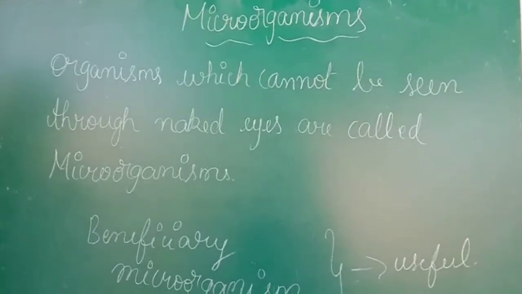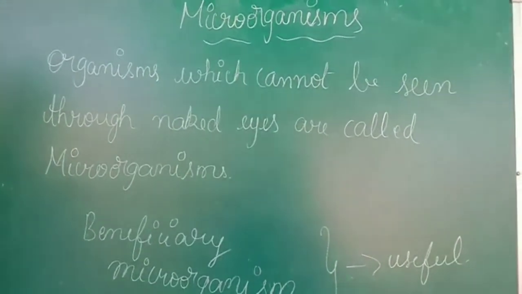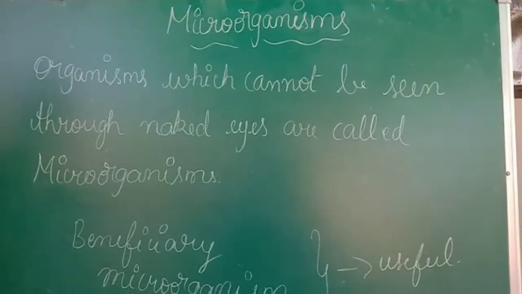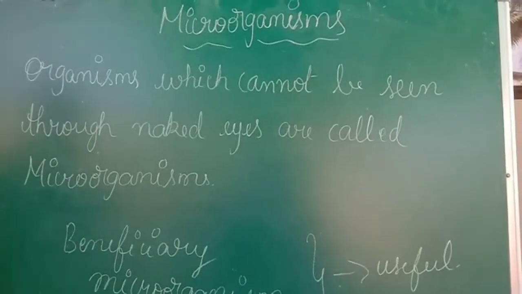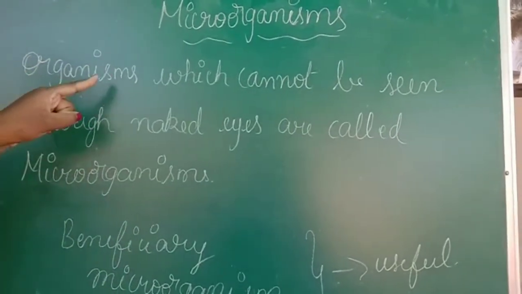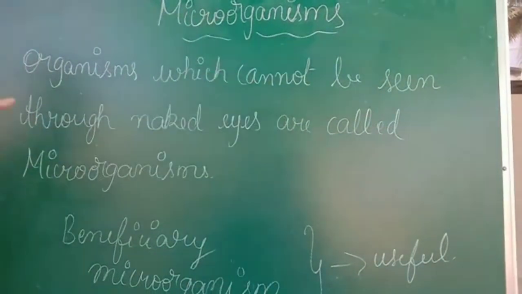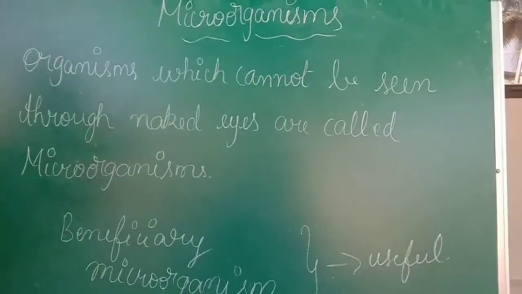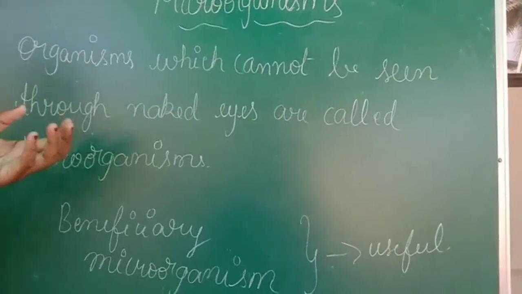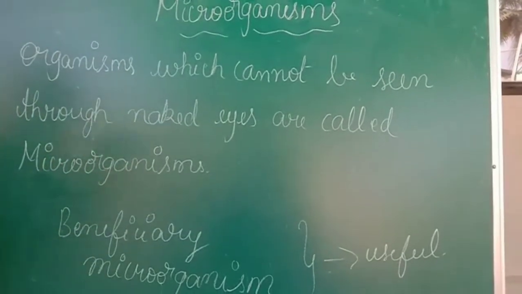Morning, students. So today we are going to start a biology chapter, that is microorganisms. Okay, so what are microorganisms? Organisms which cannot be seen through naked eyes. We cannot see those organisms, so such types of organisms we call microorganisms.